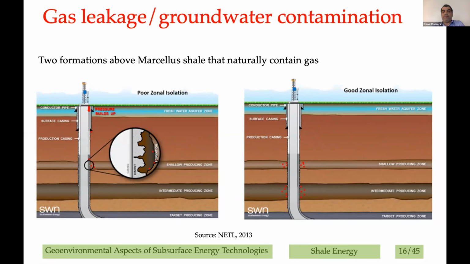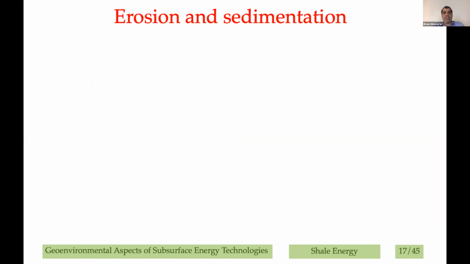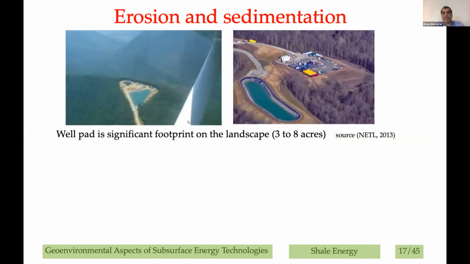So some of the initiatives that can minimize or reduce that risk is doing a good zonal isolation. And so the industry practice has improved over the years, and nowadays it's much better than what it was like 20 years ago when it started in Texas and later in Marcellus, but still there's a lot of risk with groundwater contamination. And of course, no need to say the erosion and sedimentation that it causes to the environment.